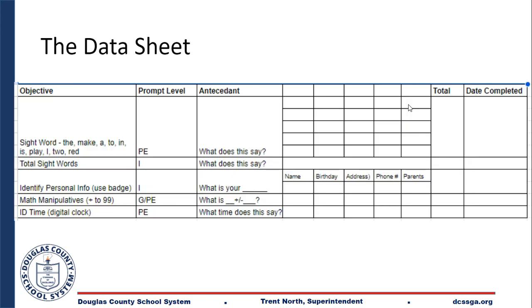All right, this is what the data sheet looks like. You see we have the objectives over here. These are based on the student's IEP goals. We have the prompt levels as well as the antecedents.